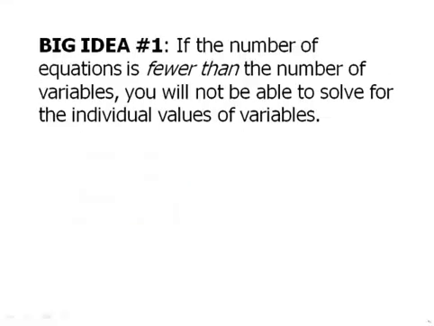Big idea number one. If the number of equations is fewer than the number of variables, you will not be able to solve for the individual values of the variables. If you have two variables and only one equation, you can't solve for those individual values. If you have three variables and two equations, you can't solve. In order to solve for individual values, you need to have three equations with those three variables.